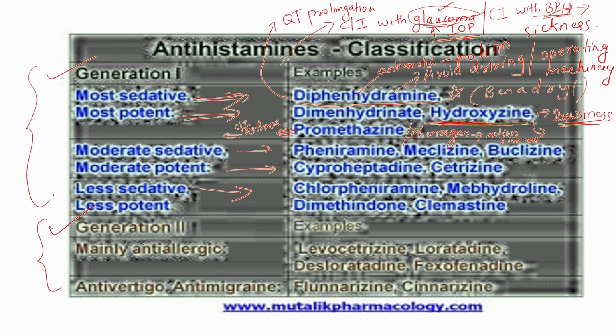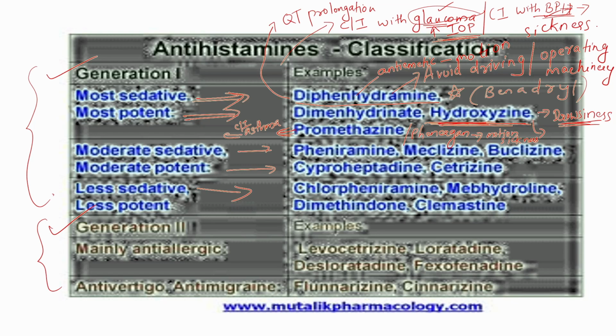Now we discuss the generation 2 drugs. Examples, mainly anti-allergic drugs, are levocetirizine, then loratadine, then desloratadine and fexofenadine. These are all the different drugs which we are using as anti-allergic generation 2 H1 antihistamine drugs.